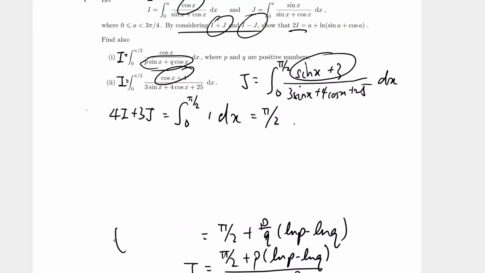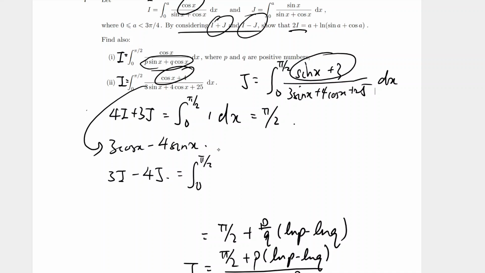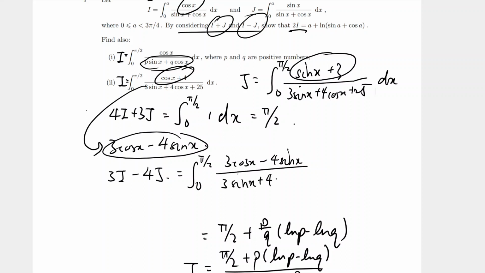If I differentiate the bottom, notice I have 3 cosine x minus 4 sine x. So what is a sensible thing to try? Let's go 3i minus 4j. And indeed, that is the integral from 0 to pi over 2 of this thing. It actually works out. The 12 and the 12 cancel out, which is really pretty. One of the prettiest results I've seen. So over whatever the denominator was, 3 sine x plus 4 cosine x plus 25 dx. And we know how to integrate that.